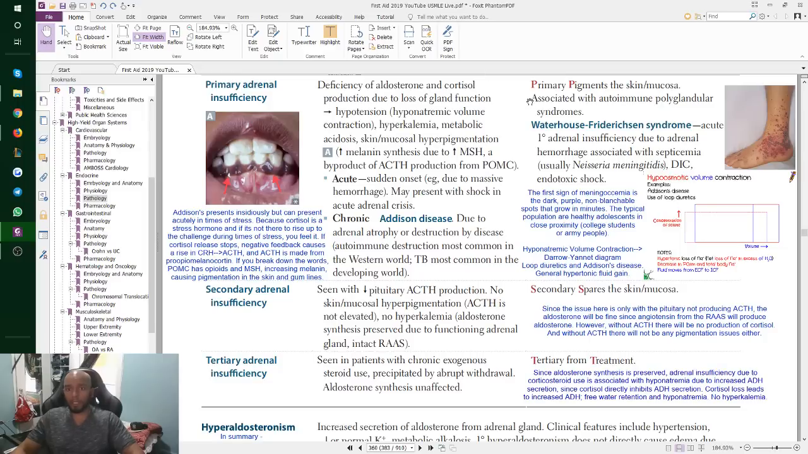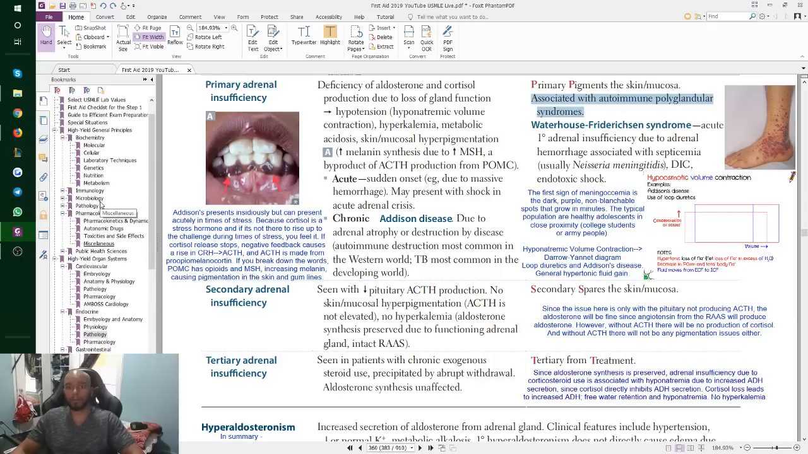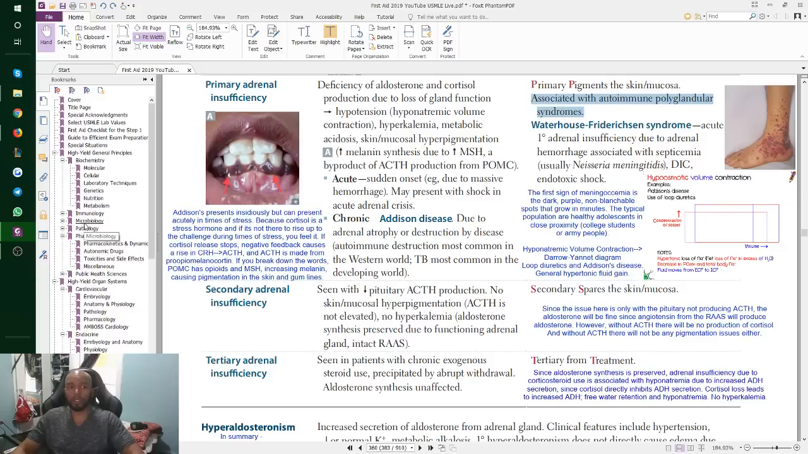And one last thing a lot of people skip on is this thing associated with autoimmune polyglandular syndromes. We're going to see a couple. And in fact, we saw some polyglandular syndromes when we were in immunology, right? Because immunology talks about all the autoimmune stuff, so IPEX and whatnot. Autoimmune polyglandular syndromes that have to do with a lot of glands can lead to adrenal insufficiency. Not always, but they can. So you definitely want to watch out for that.